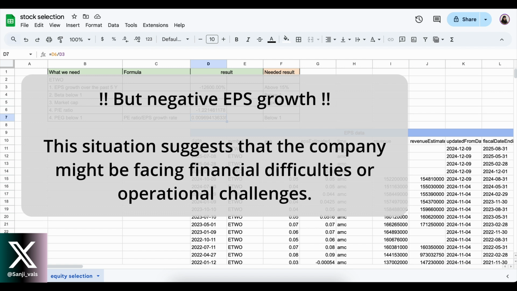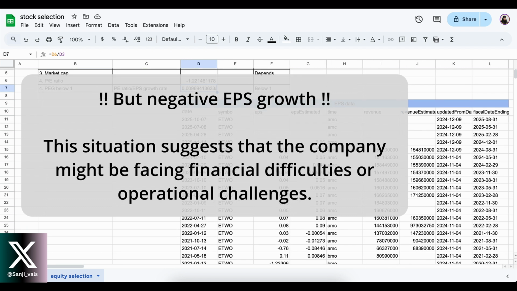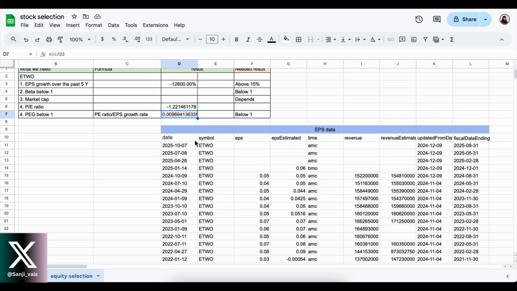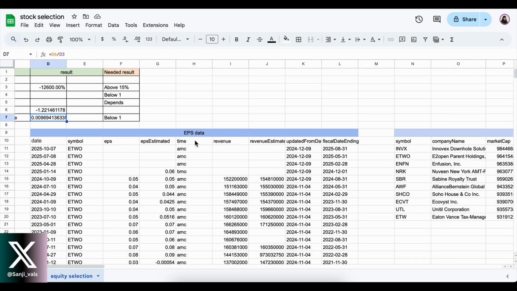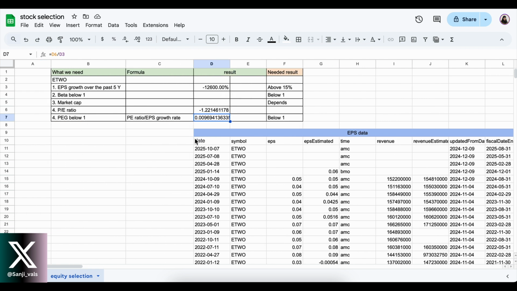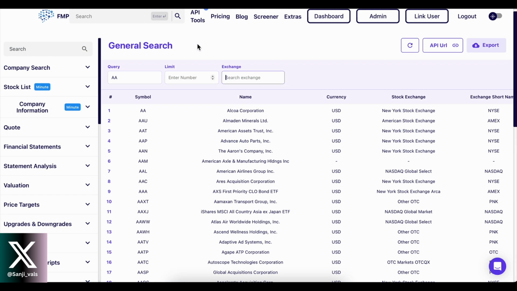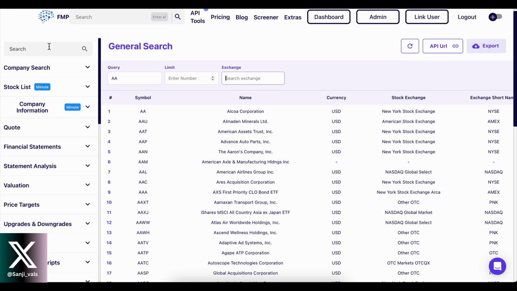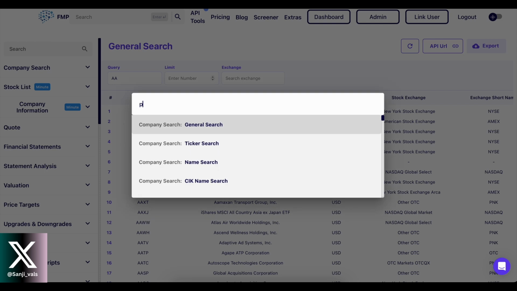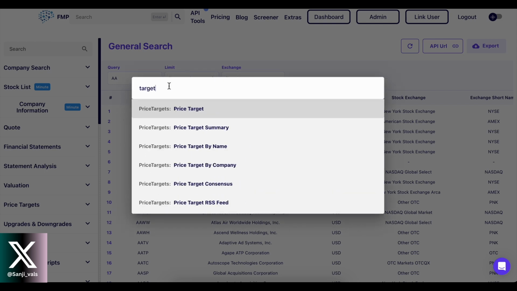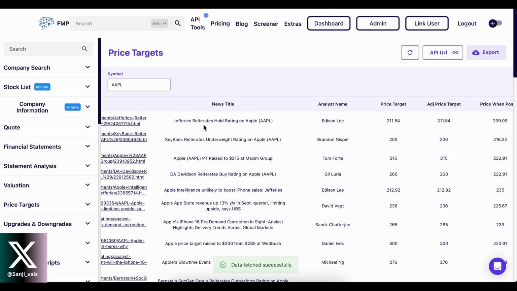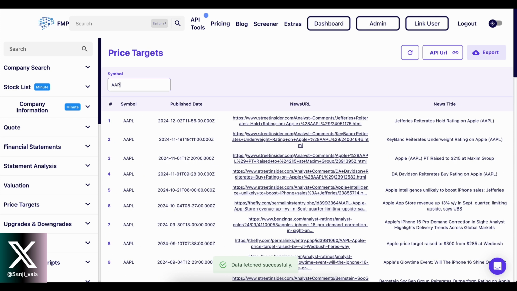Now the next step would be to take the share and calculate it using the DCF, discounted cash flow model, to calculate the stock target price. Or you can also use the Financial Modeling Prep endpoint for extracting stock target prices for this share. Let me show you how you can do that. I will send a link to the playground in the description. And then in the search, you input target. As you can see, the target price. And then input the stock ticker.